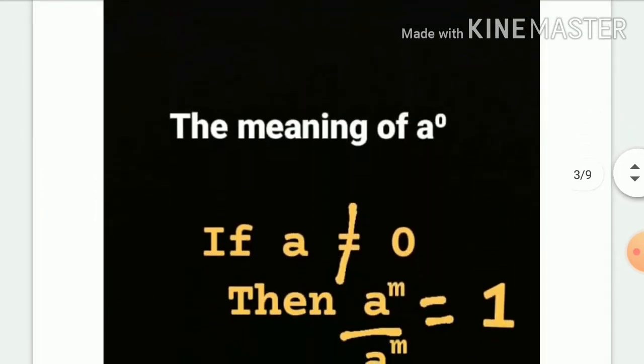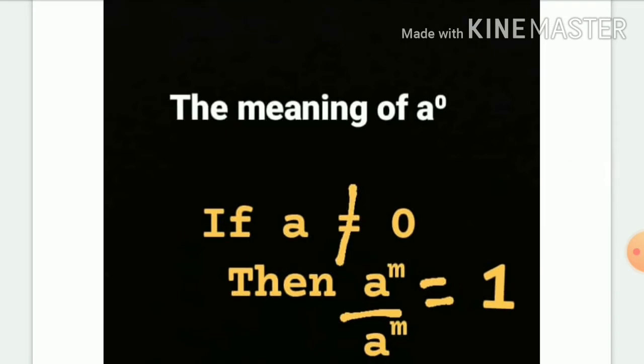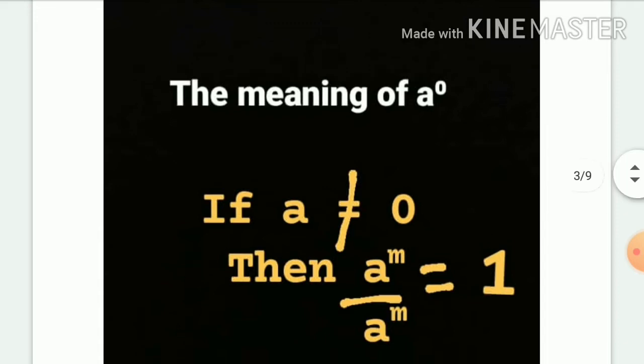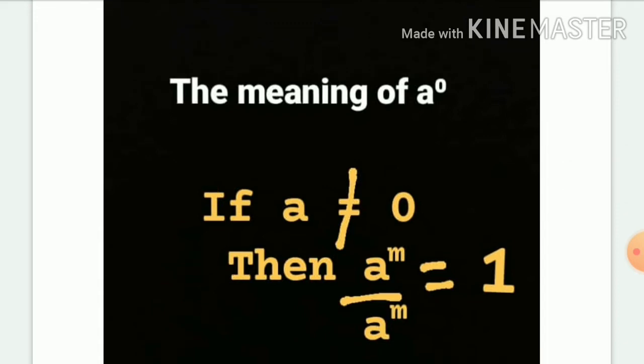Now let us see, this is something different. The meaning of a raised to 0. Now what does this say? A raised to 0, if a is not equal to 0, meaning the base should not be equal to 0. In indices, we have to remember that the base which we are taking should not be equal to 0. So here, if a is not equal to 0, then what happens?